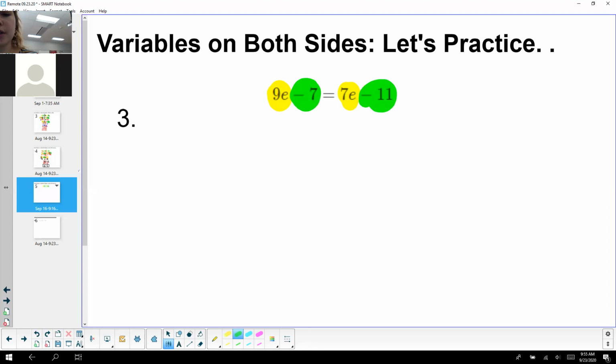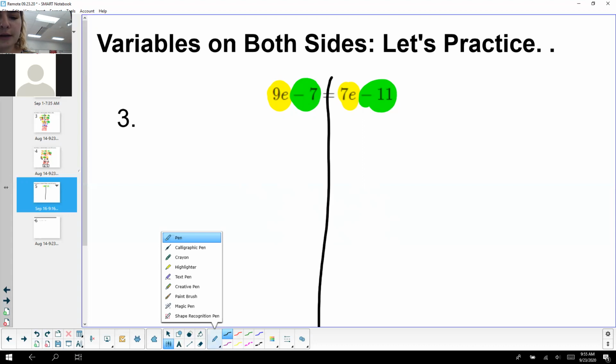Remember to notice those negative signs when they're in front, because if we read this straight across, it's 9e minus 7 equals 7e minus 11. But if we're looking at terms separately, that's 9e, negative 7, 7e, negative 11. So again, we're looking at stuff as terms, not all together anymore. I'm going to draw my line down the middle to make sure that we remember to do each step on both sides.